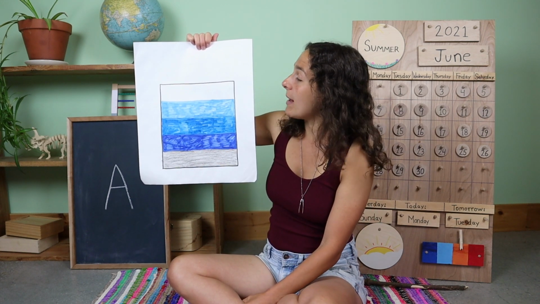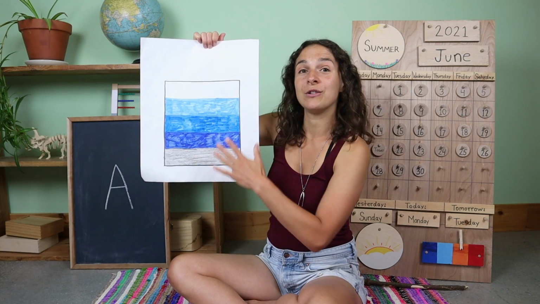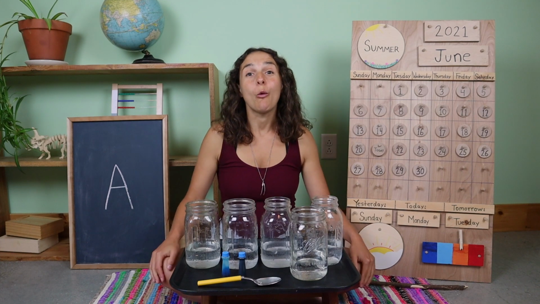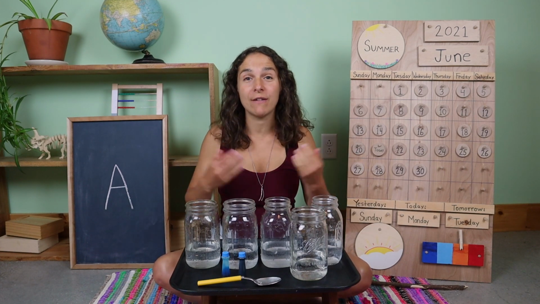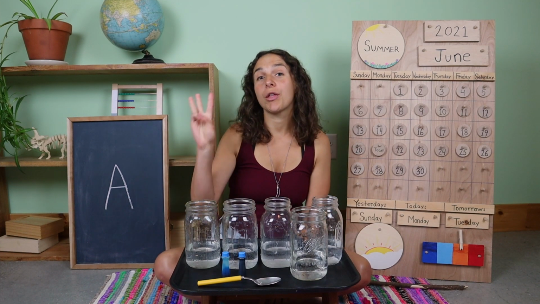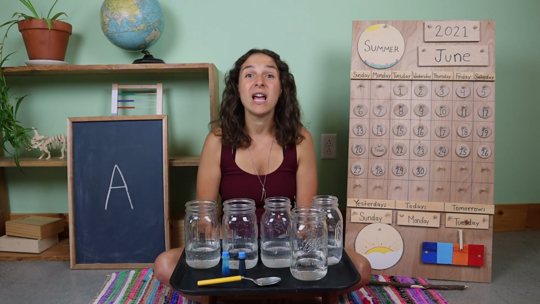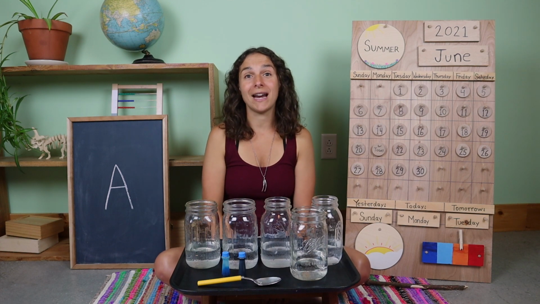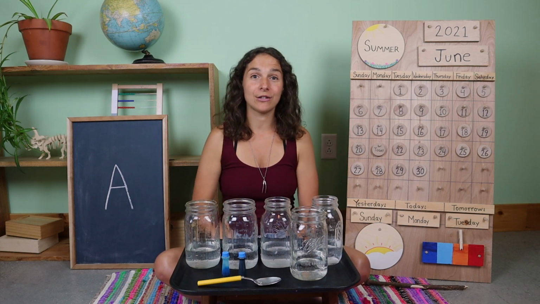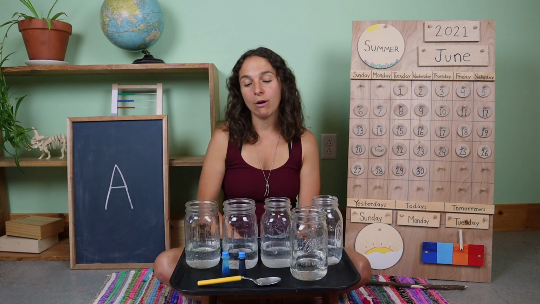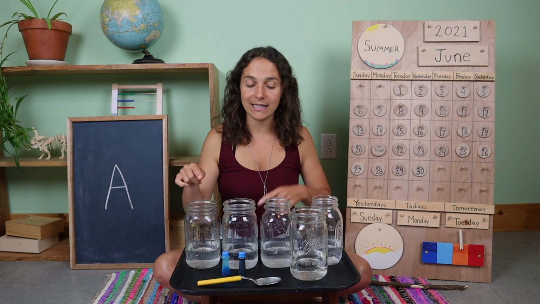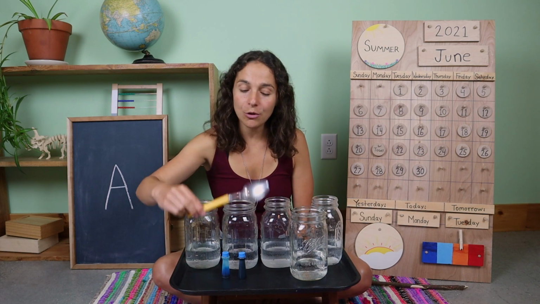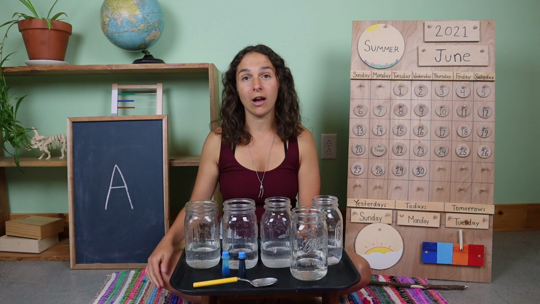So now that we have a better understanding of the different zones of the ocean, let's move on to today's work. For today's work, we are going to make the different zones of the ocean. So there are 3 main zones of the ocean, but remember, the third zone, the deep ocean, is then divided into 3 more layers. So for today's work, you are going to need 5 glasses or jars, some water, a spoon, and some blue food coloring.